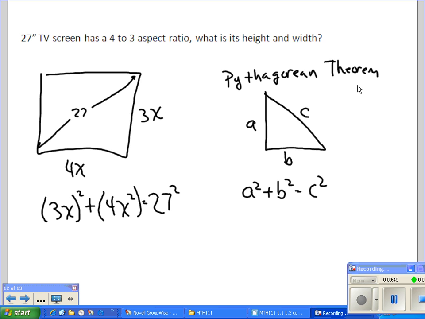And we're going to use the Pythagorean theorem. The Pythagorean theorem only works with right triangles. And you may remember this as a squared plus b squared equals c squared. Be sure c is the hypotenuse and a and b are the legs of the right triangle.